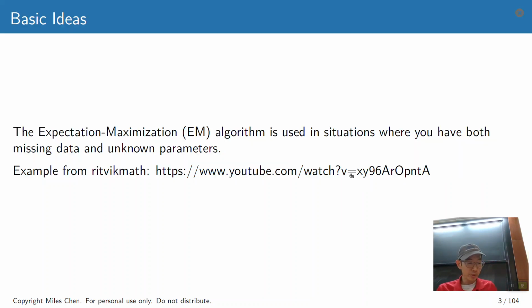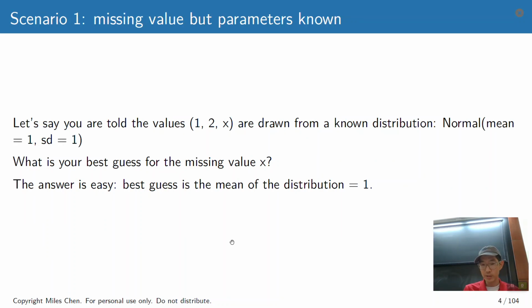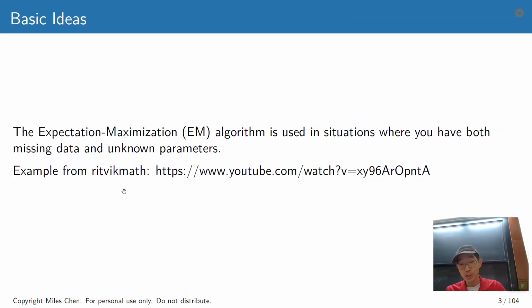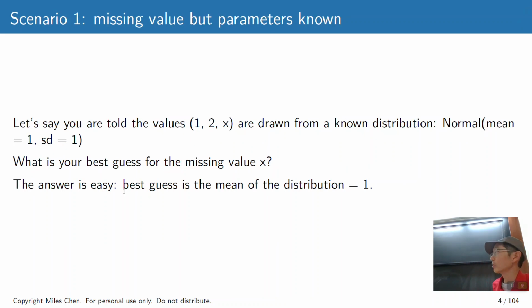at the EM algorithm. Okay, EM algorithm is expectation maximization algorithm. We use it in situations where we have both missing data, or missing data and unknown parameters. And here's a short little video from Ritvik Math that covers this, UCLA alum. But conceptually, I'm borrowing this example from Ritvik Math's example.